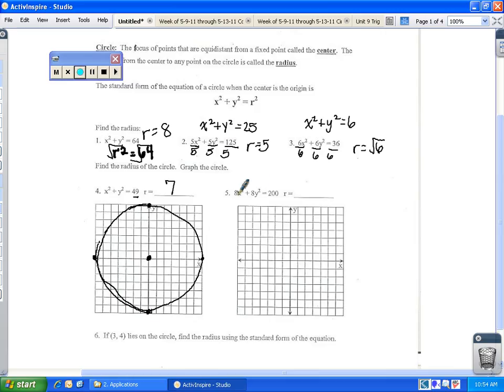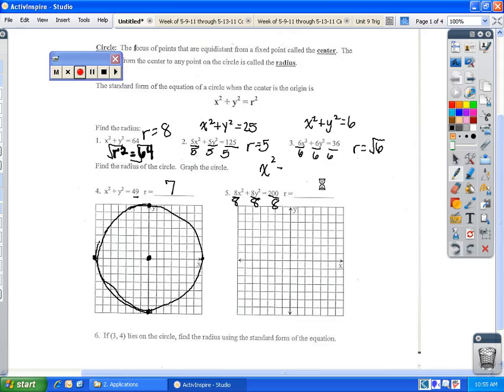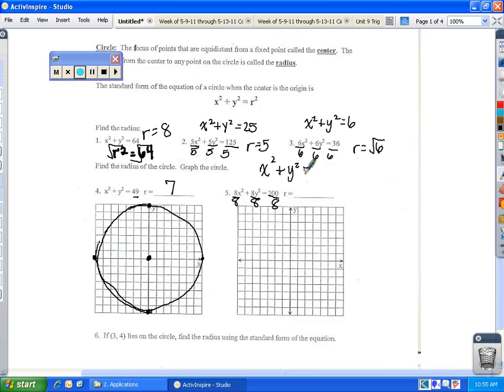Alright, this one again, you have to do like you did with 2 and 3, which is first divide everything by 8. And then after you divide everything by 8, you're going to be left with x squared plus y squared equals 200 over 8. 200 divided by 8 is going to be 25. And therefore your radius is the square root of 25, which is 5.